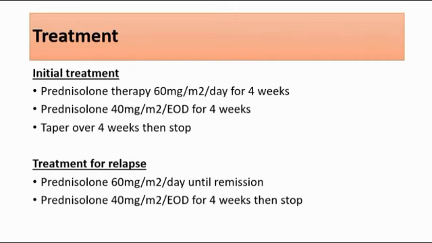Okay, moving on to treatment for relapse, which means the urine dipstick is 2+ or more for 3 consecutive days. So the treatment is slightly different from the first time presentation. For relapse, we treat with prednisolone 60 mg per meter square per day until remission. So unlike the initial one, where we treat for 4 weeks, for relapse we treat until remission. And then after that, we give prednisolone 40 mg per meter square on every other day for 4 weeks, and then we straight away stop the treatment.